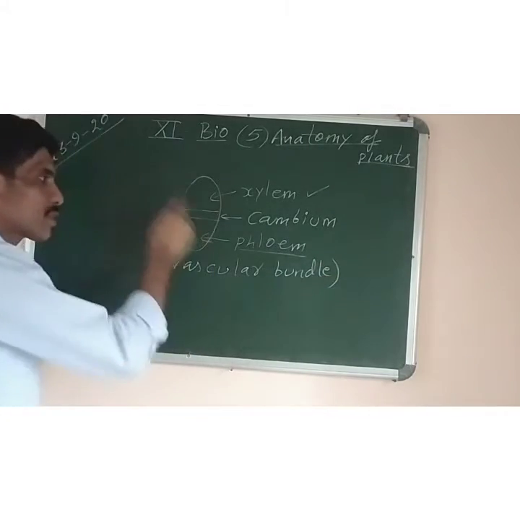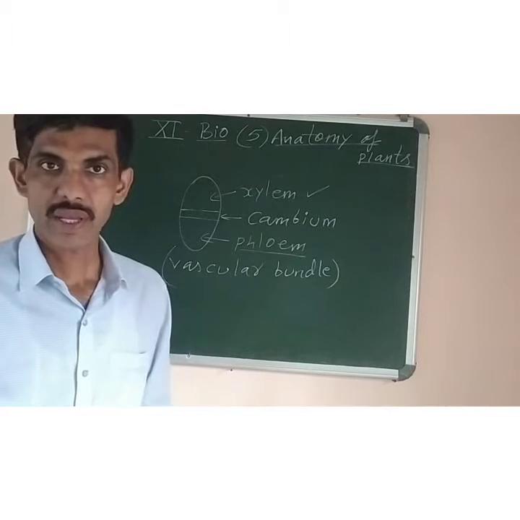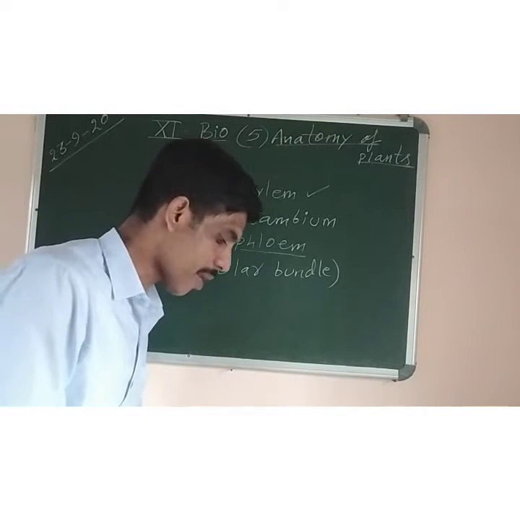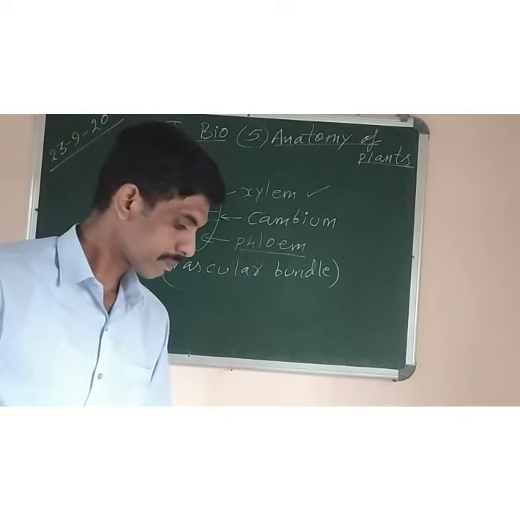The arrangement of vascular bundles in monocot and dicot that we studied was different. One of them is arranged in the form of a ring-like structure. I will just give you a review of this chapter.